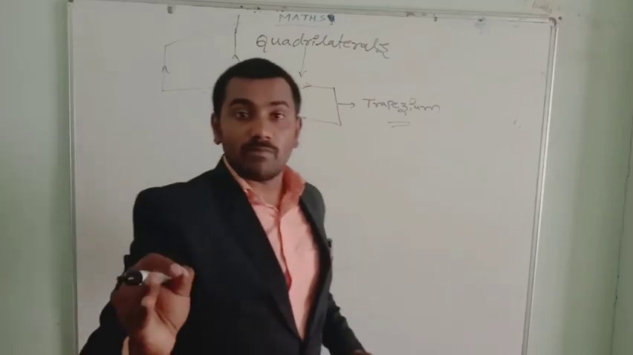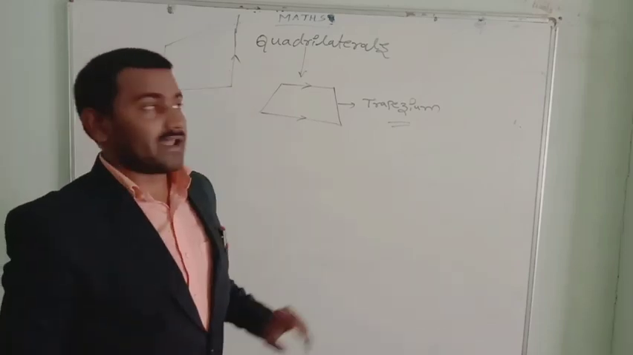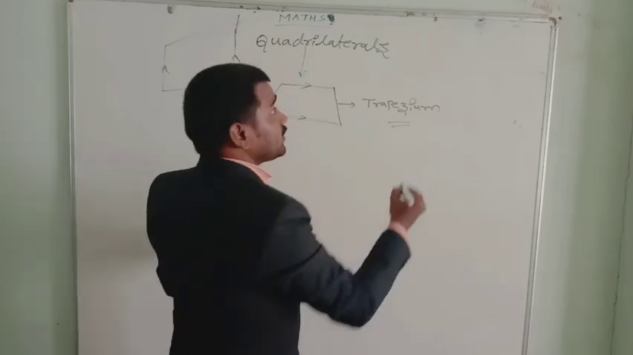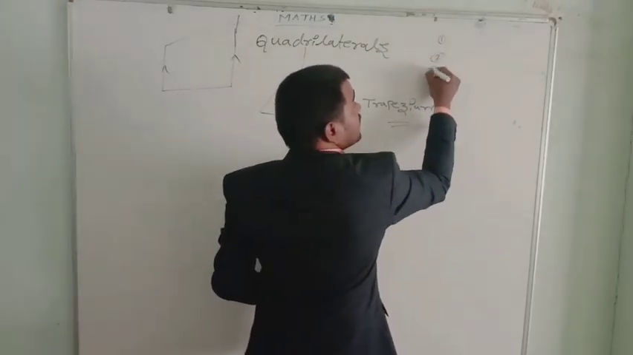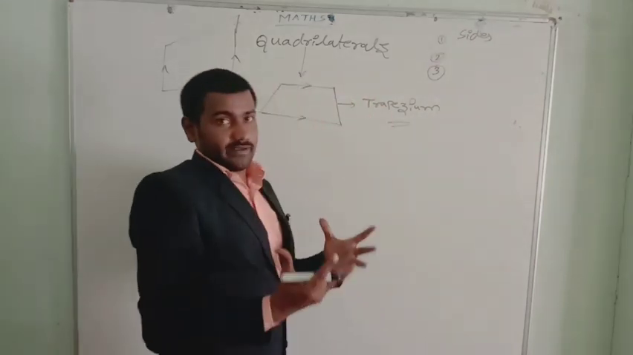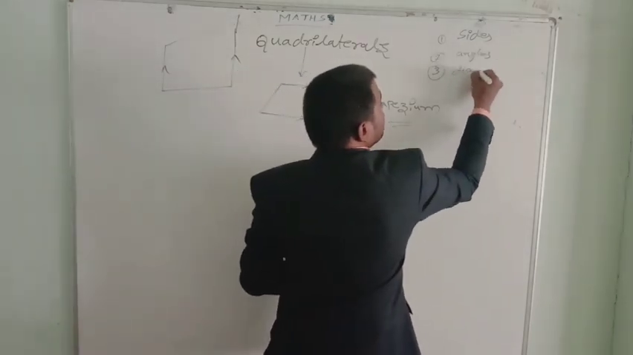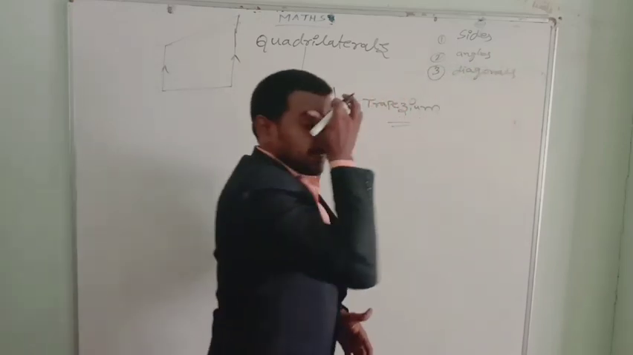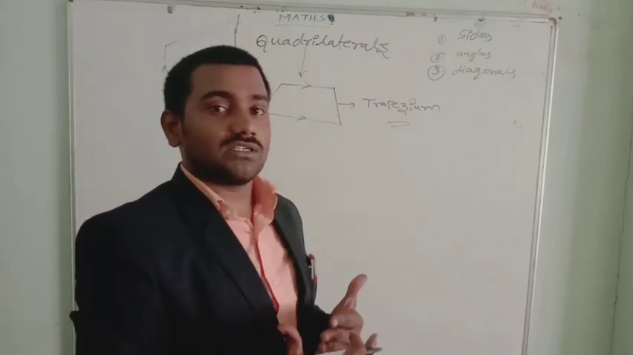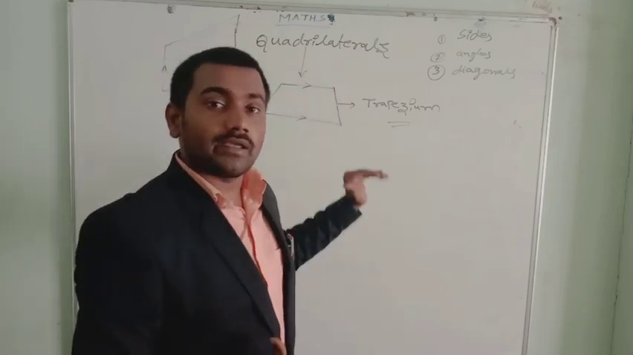If you see the arrow marks, remember that these two are parallel. One pair of opposite sides are parallel. The other two sides are non-parallel sides. So always we need to remember. I will discuss the properties of these quadrilaterals. First about the sides, how the sides are there. Next I will discuss about angles. Then diagonals. Okay, here one pair of opposite sides are parallel.